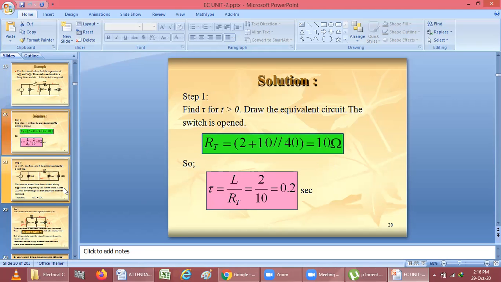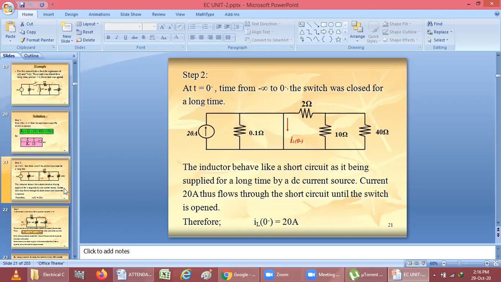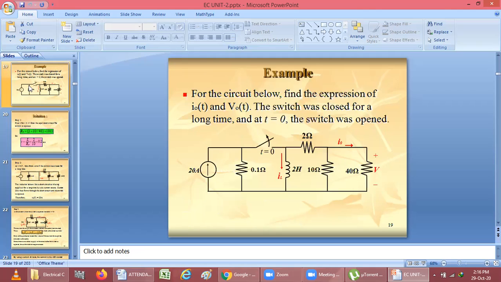Now what we have to do? We have to calculate the value of current and the value of voltage across this 40 ohm. Initially we consider time t equal to 0 minus, the time will be from minus infinite to 0 minus. In the question they have given that at that time the switch was closed for a long time, and when t equal to 0, at that time the switch becomes open. So we are taking only this condition.